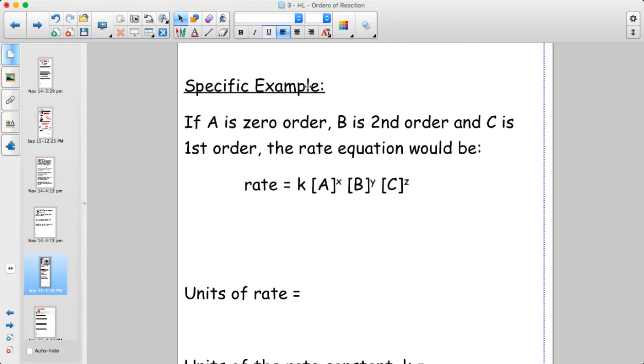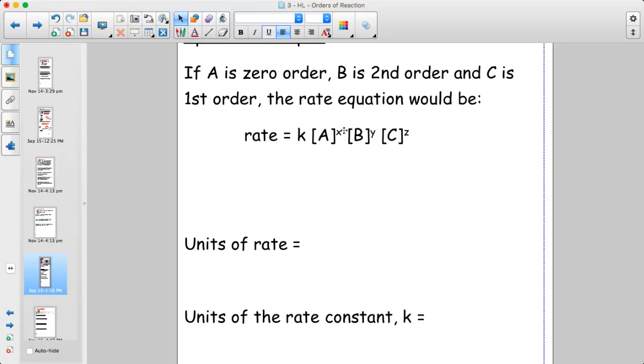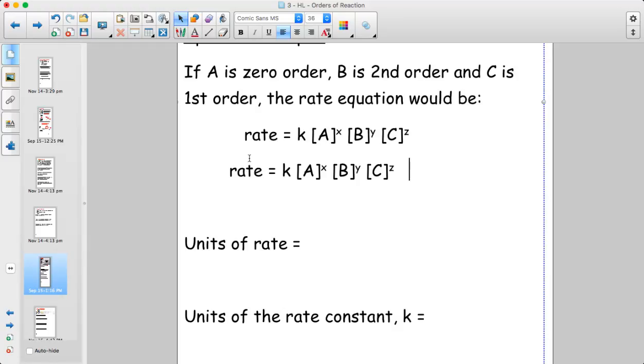So if we use a specific example, if we said that A is a zero order reactant, B is a second order reactant, and C is a first order reactant, then we'd take this rate equation, but we'd actually get some numbers in it. And it would look like, well, that would become 0.